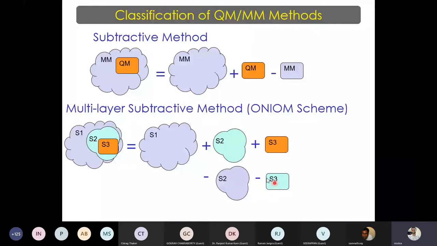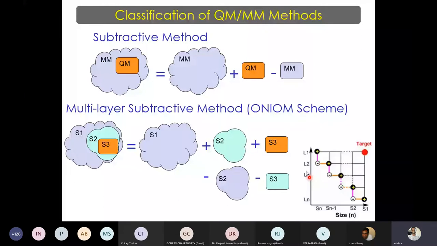And at the end, what I have is each of these S1, S2, S3 have been treated at the method of my choice. Now I can extend it to n layers. So I have size S1, the large size, S2, down to the smallest size Sn. So I can have many sizes and I can have many layers. So L1, L2, L3, these are the different levels of calculation. So of course, when I have a very large size, I can only do a very low level calculation. When I have a very small size, I have a very high level calculation. And these diagonal terms are the first additive terms. And then these off-diagonal terms that you see are essentially the terms that have to be subtracted from the immediately next level. If I do this, I of course can go to the target.